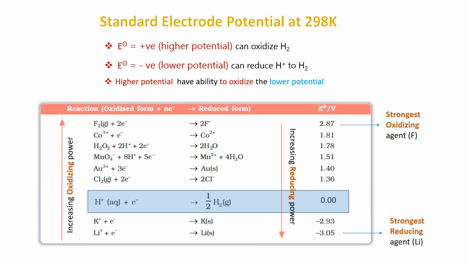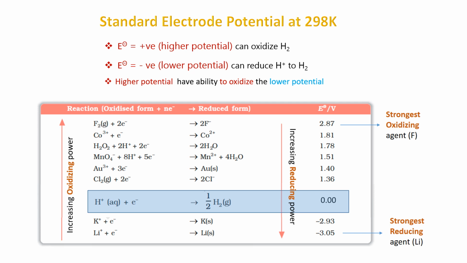If the E0 values are increased, then the corresponding oxidizing power will also increase. Fluorine has the highest E0 value, so fluorine is said to be the strongest oxidizing agent. What is an oxidizing agent? An oxidizing agent is the one that causes the oxidation of another metal, and this one gets reduced.